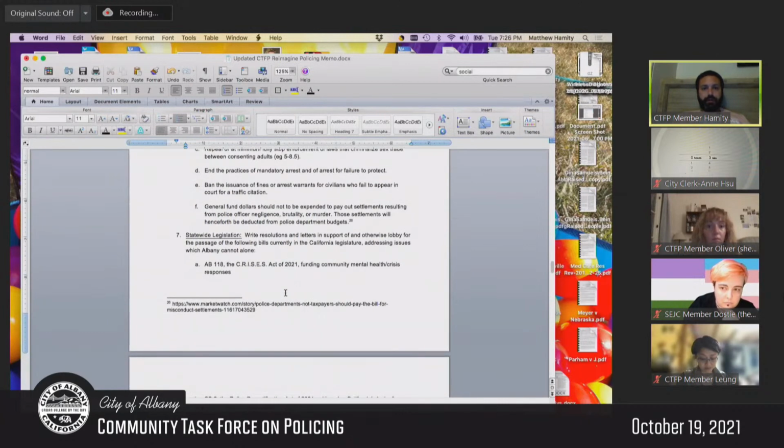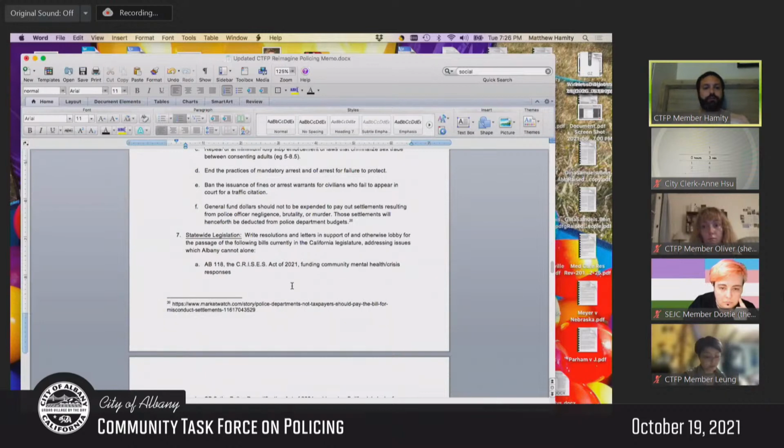And ending the practice of mandatory arrest and of arrest for failure to protect, and banning the issuance of fines or arrest warrants for civilians who fail to appear in court for a traffic citation. And we are suggesting that general fund dollars not be expended to pay out settlements resulting from police officer negligence, and that those settlements should come from police department budgets.